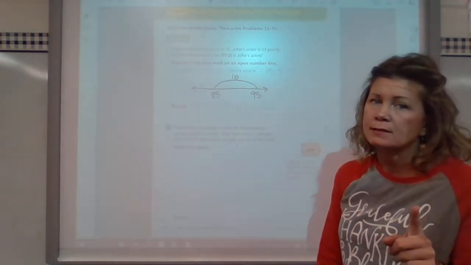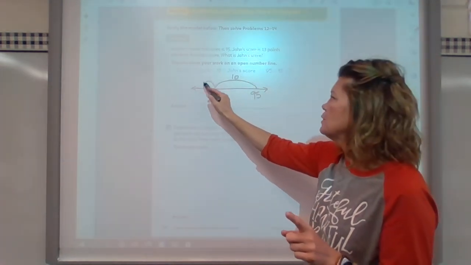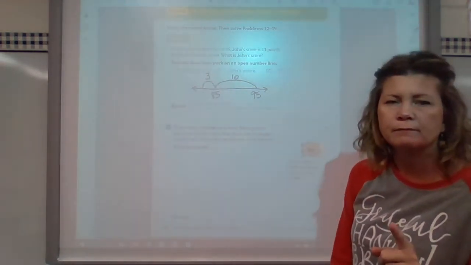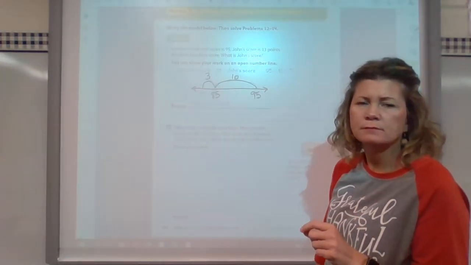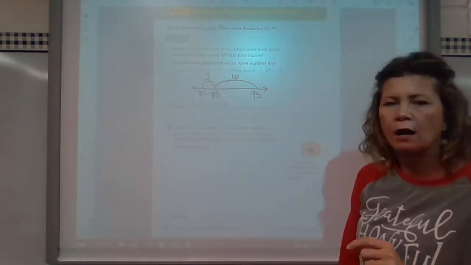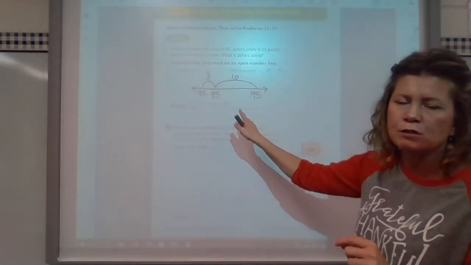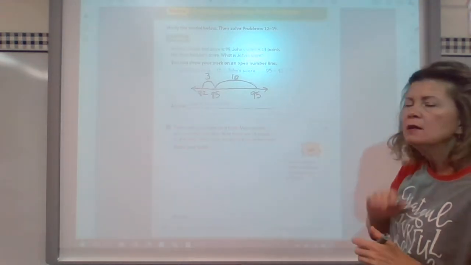But I'm not done yet, because I need to go down 13. So far, I've only gone down 10. So I need to go down 3 more in order to go down 13. Well, what is 85 minus 3 more? Yep, that's right, 82. So John's score is 82. So he got an 82 on the test, okay? All right, let's go to our next problem.